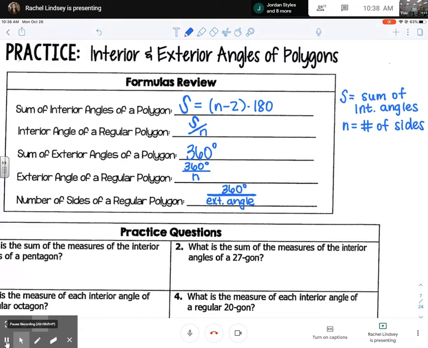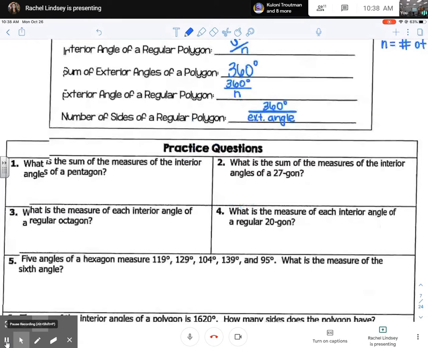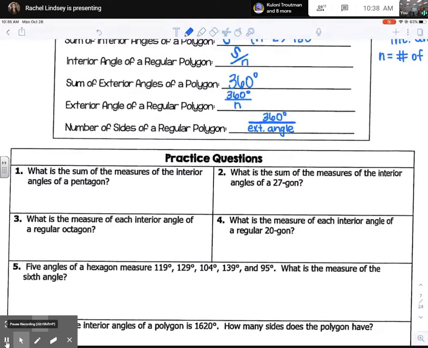Okay, so on number 1, it wants the sum of the measures of the interior angles of a pentagon. How many sides does a pentagon have? 5. So 5 minus 2 times 180, the same as 3 times 180. What's 3 times 180? 540.